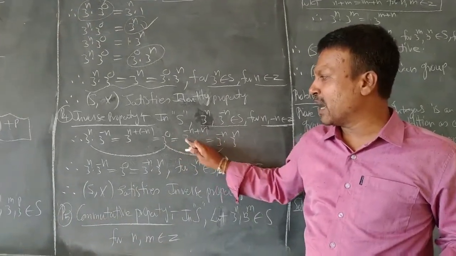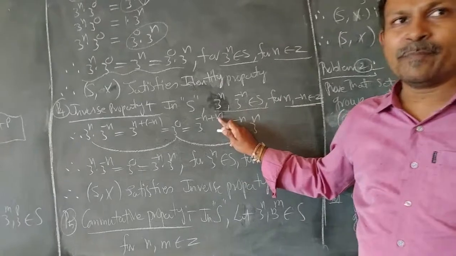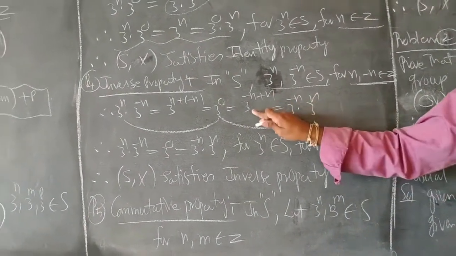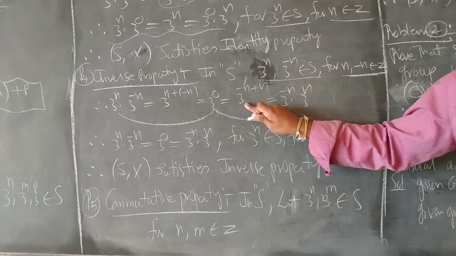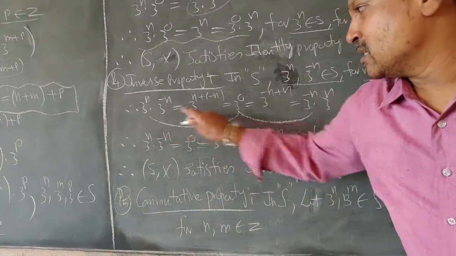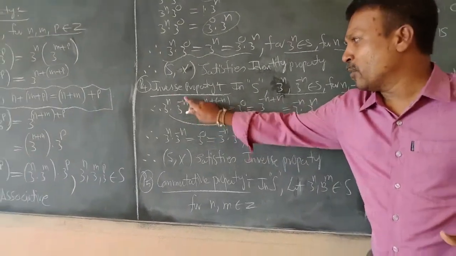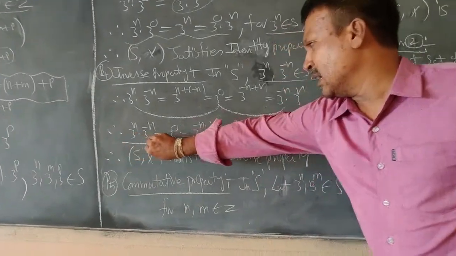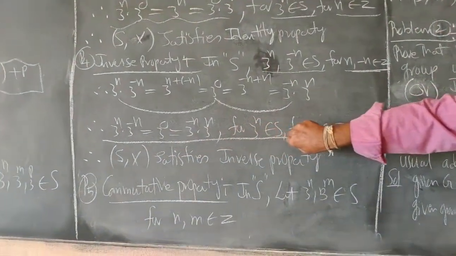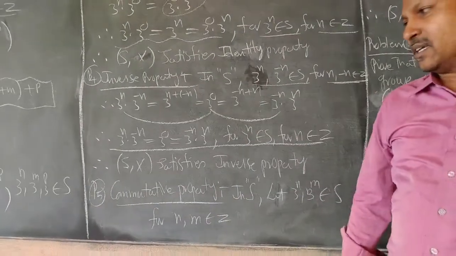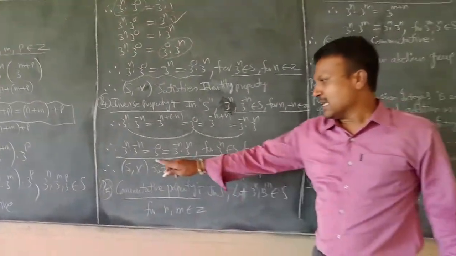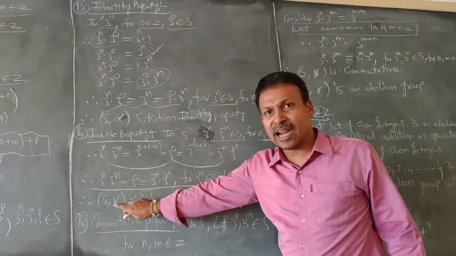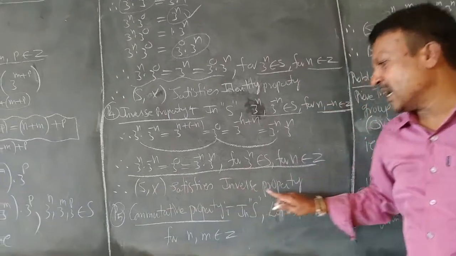Again, this 3 power 0 can be written as 3 power minus n plus n. Minus n plus n, right? It is equal to 3 power minus n into 3 power n. Here I have applied again the law of exponents. Therefore, 3 power n into 3 power minus n is equal to 3 power 0, which is equal to 3 power minus n into 3 power n. Here it is the inverse property for all the elements of set S. Therefore, I conclude that S satisfies the inverse property with respect to multiplication. So in general, I write that (S, ×) satisfies the inverse property.